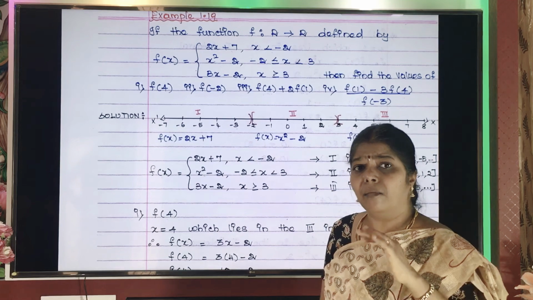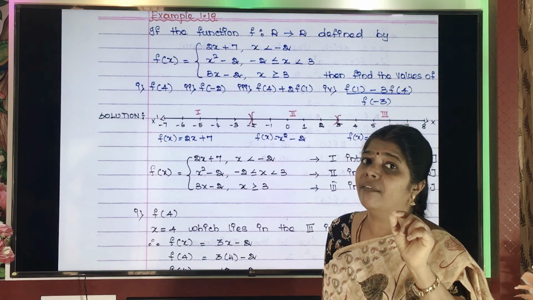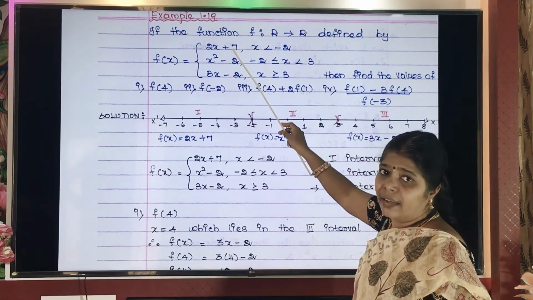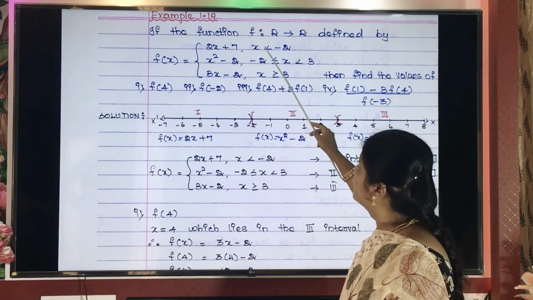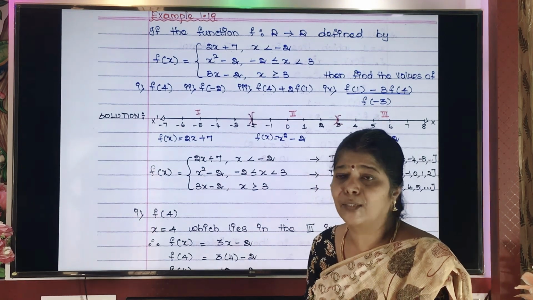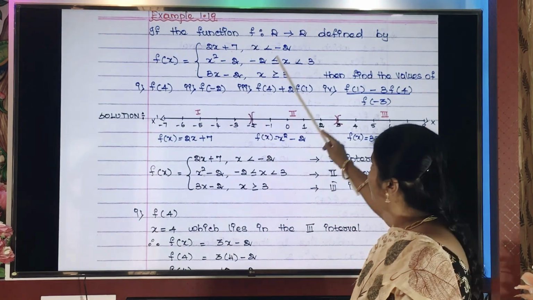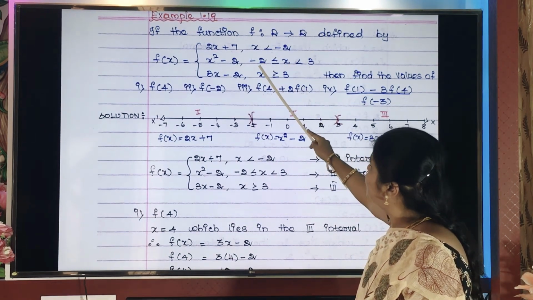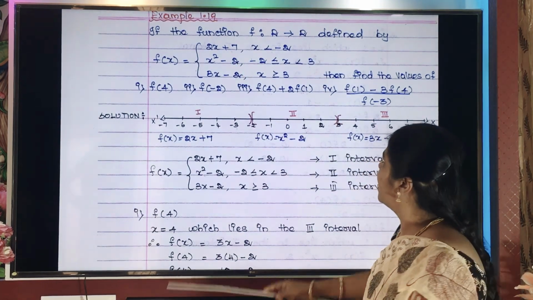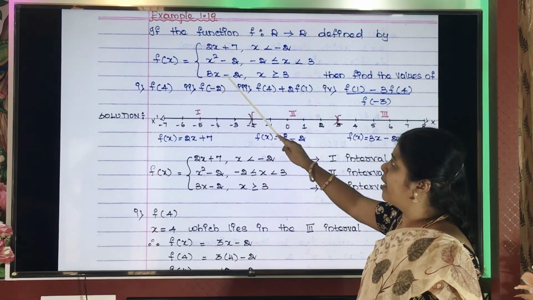When do we take which function? That is the question now. For that, they have given a condition. We need to take f of x is equal to 2x plus 7 when x is less than minus 2. So, whenever x is less than minus 2, you will take 2x plus 7. Second, when x lies between minus 2 and 3, you will take x square minus 2. Similarly, when x is greater than or equal to 3, you will take 3x minus 2.